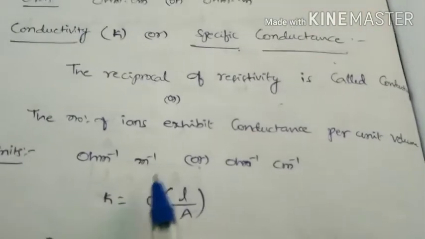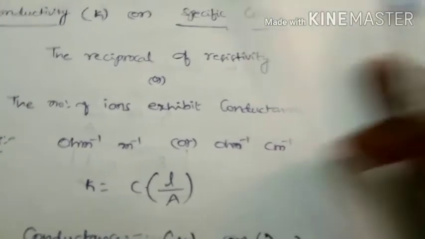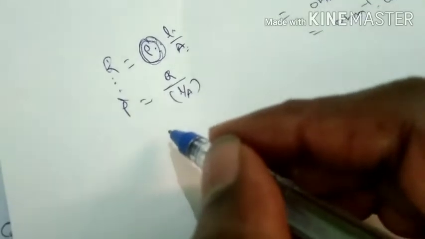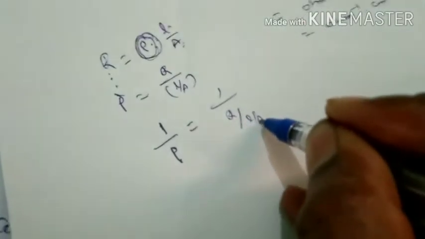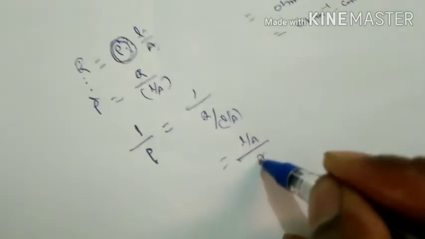Before discussing units, we just need to know the formula. K is equal to C into L by A. We derive the formula like this. This is the formula for resistivity: rho is equal to R into L by A. Here we are discussing the formula for conductivity. Conductivity is the reciprocal of resistivity. That means 1 by rho, that means 1 by R into L by A, that is equal to L by A by R.